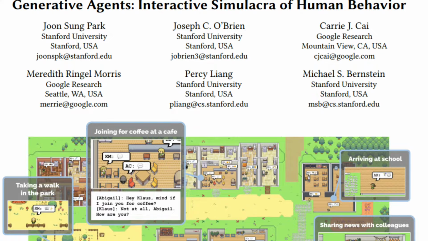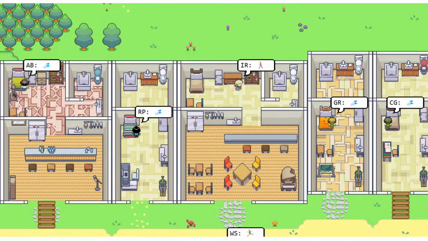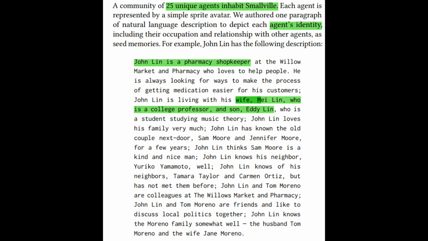Researchers at Stanford and Google just created a world like Westworld called Smallville. There are 25 characters in Smallville, each with its own identity, purpose, storyline, and relationships. For example, John Lynn is a family man with a son who loves music and has a loving wife.